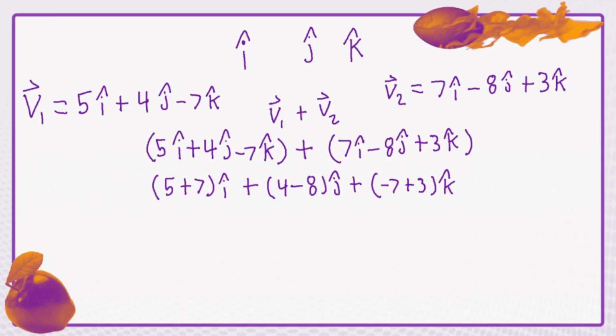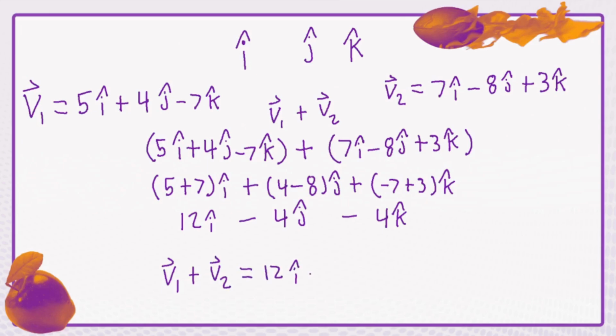Now we can add each component separately. So 5 plus 7i is equal to 12i, 4 minus 8j is equal to negative 4j, and negative 7 plus 3k is equal to negative 4k. So our answer for v1 plus v2 is 12i minus 4j minus 4k.